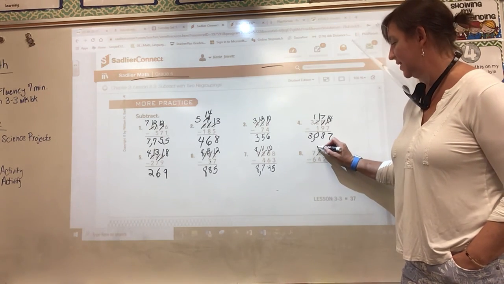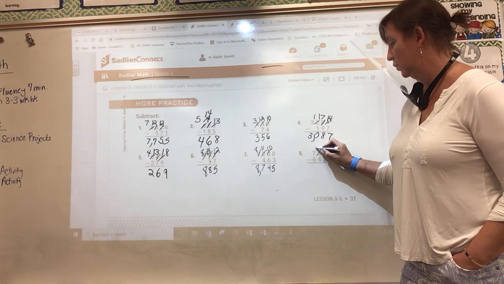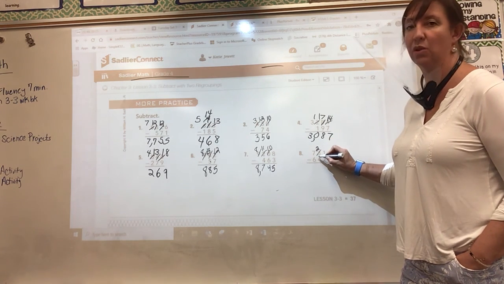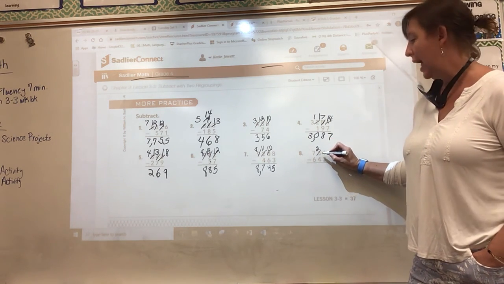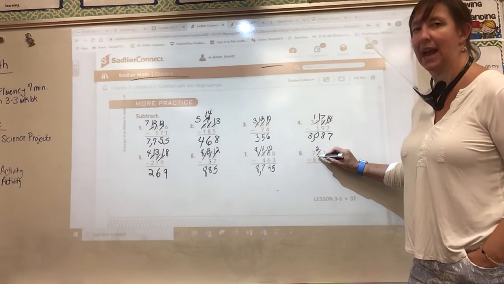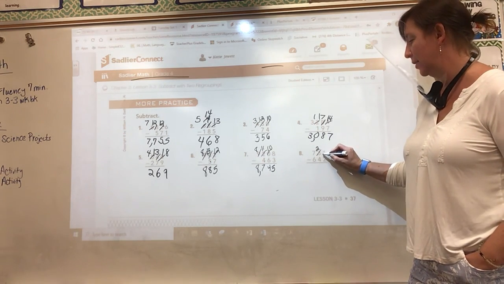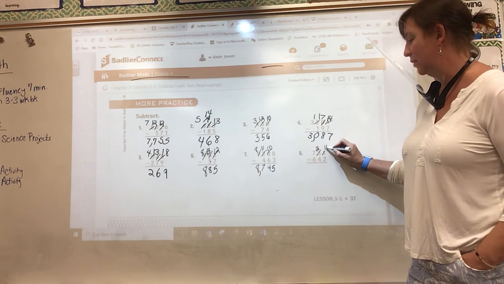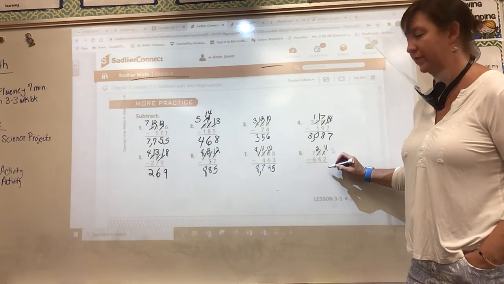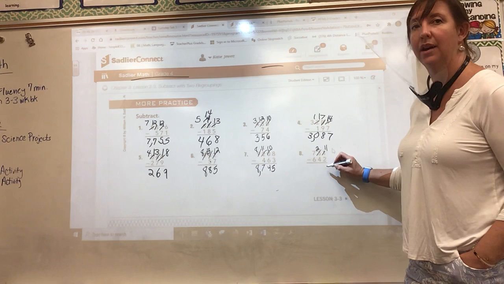So the 3 becomes a 2. We're just going to go right next door to the tens place to borrow. And then when I come back to here, I'm taking 10 away from that number and I'm adding it to this number. So this one becomes an 11. What's 11 minus 2? 9.